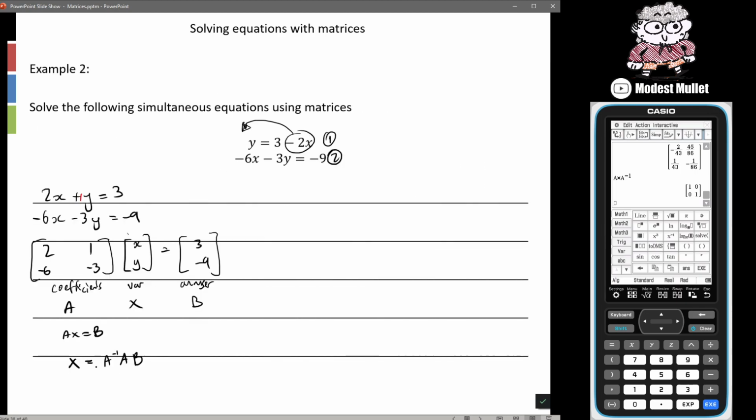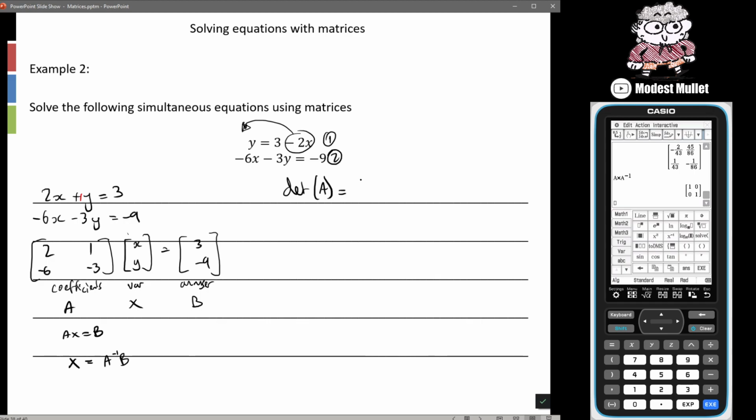So as I said, here we had AX is equal to B, so now we get X is equal to the inverse of A times B. So we need to find what the inverse is of A. To do that, we need to find the determinant of A. And if you don't know how to find the inverse of a matrix, that was in our previous video.